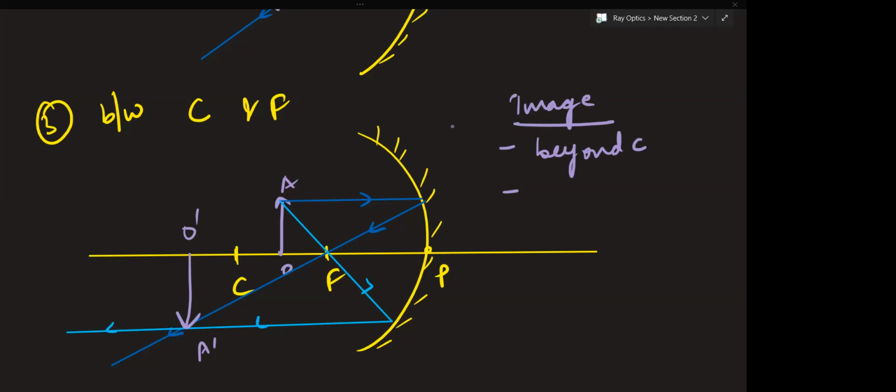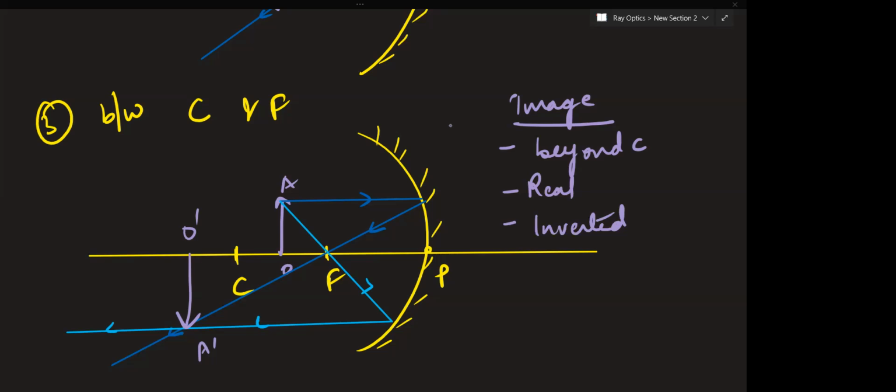Can you look and tell me, is this image real and inverted or not? Yes, ma'am, it is real and inverted. See, the lines are actually meeting, so it will be real. And this is O dash, A dash. A dash is coming downward. So this becomes inverted.